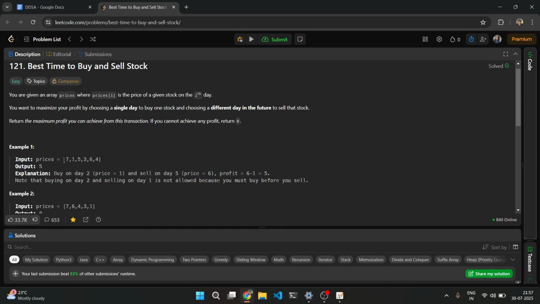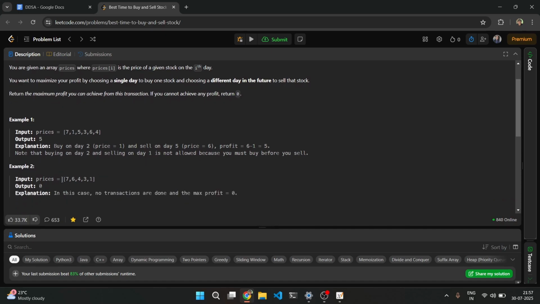One example is given here. Prices is given as 7, 1, 5, 3, 6, and 4, and the output is 5. What is the explanation? We are going to buy on the second day and sell on the fifth day. So 6 minus 1 is going to generate a profit of 5. In the second example, the prices are given as 7, 6, 4, 3, 1. Because the prices have been decreasing, we will not be able to make a profit. So profit is zero here.